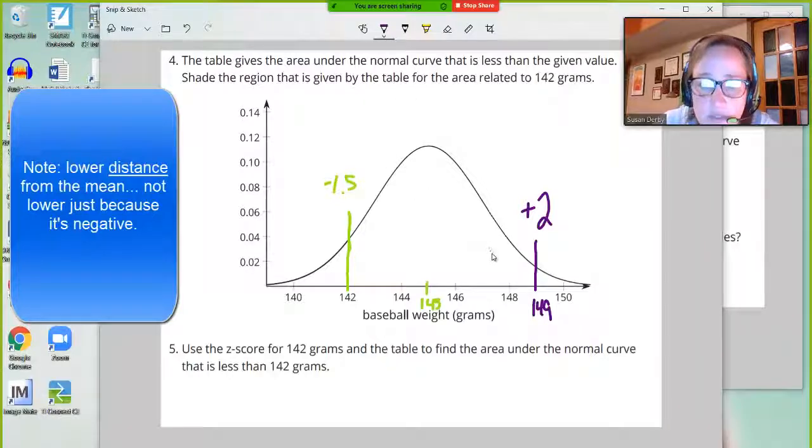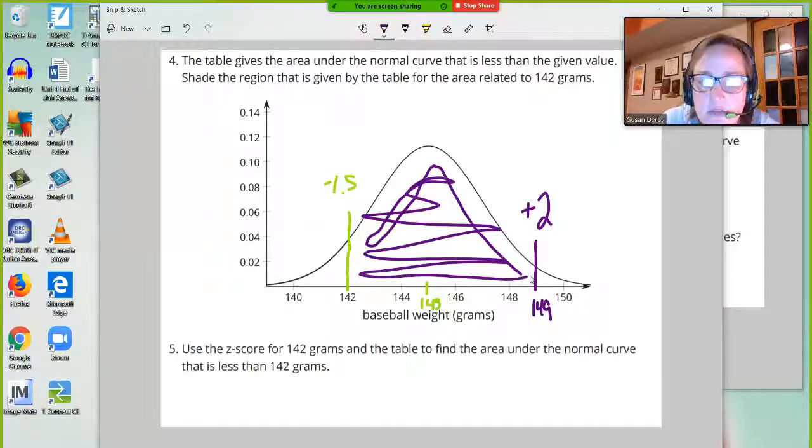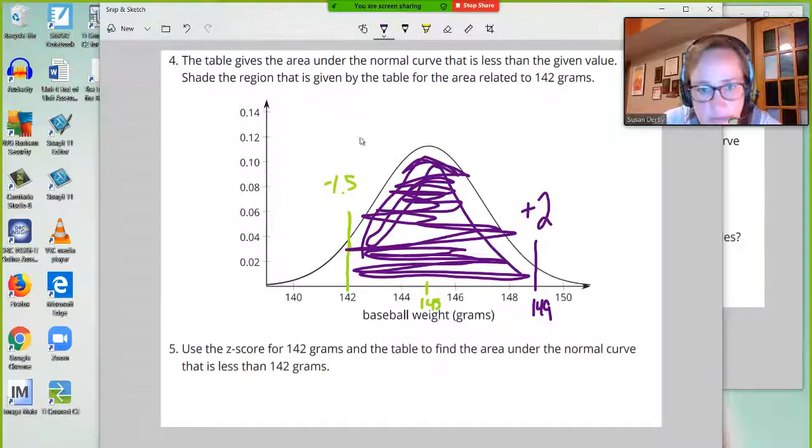But really what we're looking for is what percent of the baseballs that they make in here fall between these two values. Ultimately, that's what we're trying to solve. How many of their baseballs can actually be used? So if we found, using a z-score and a table, the area under that curve, we could make that calculation. Let me show you what Illustrative Mathematics gives us to help us do this.